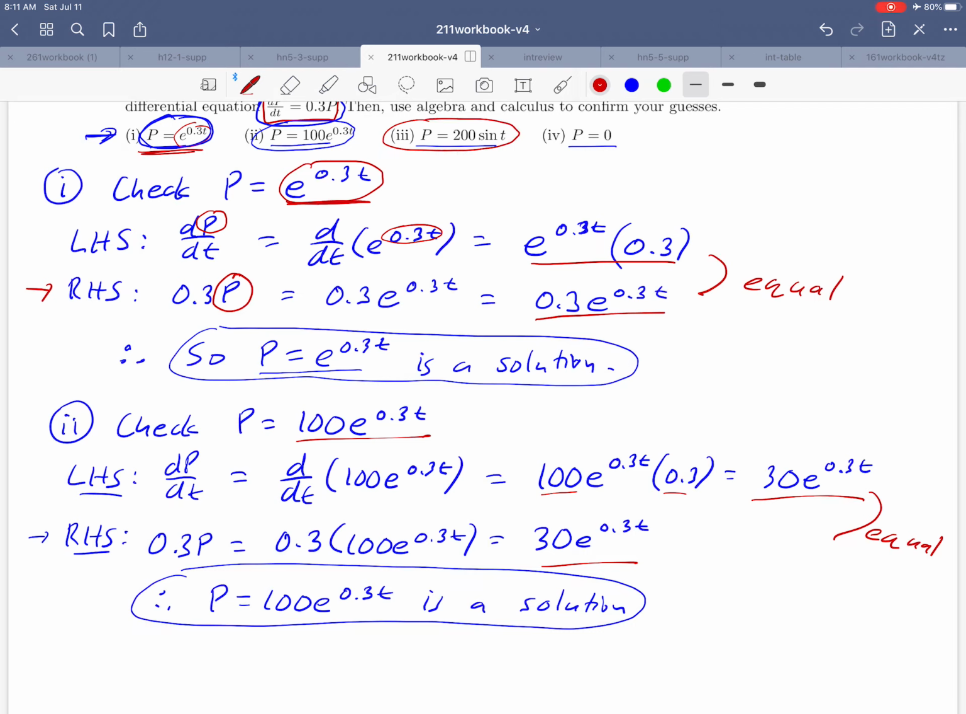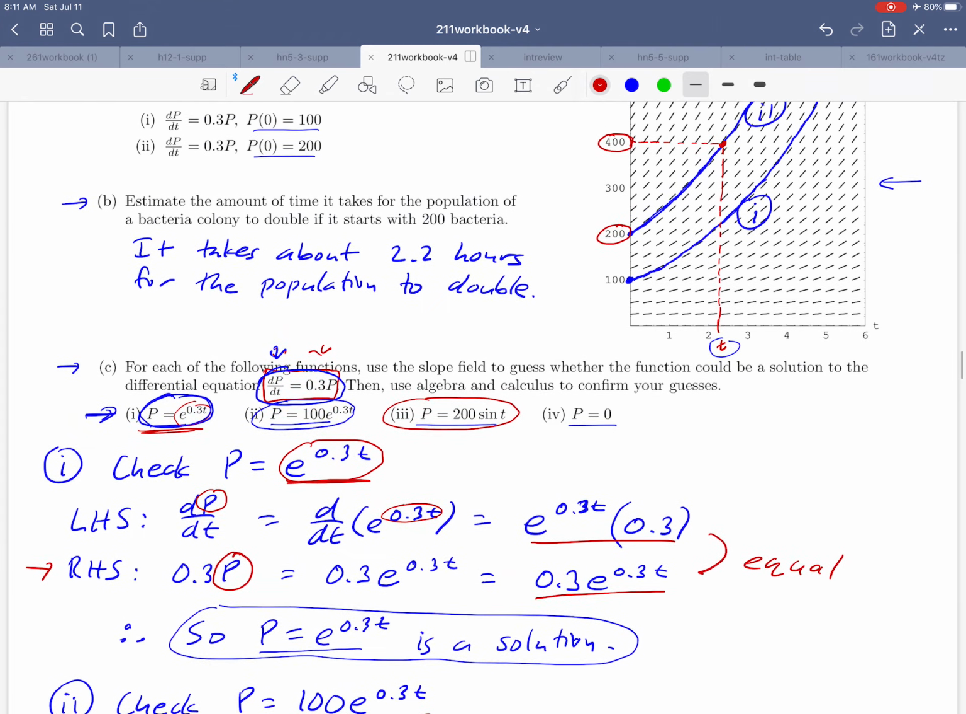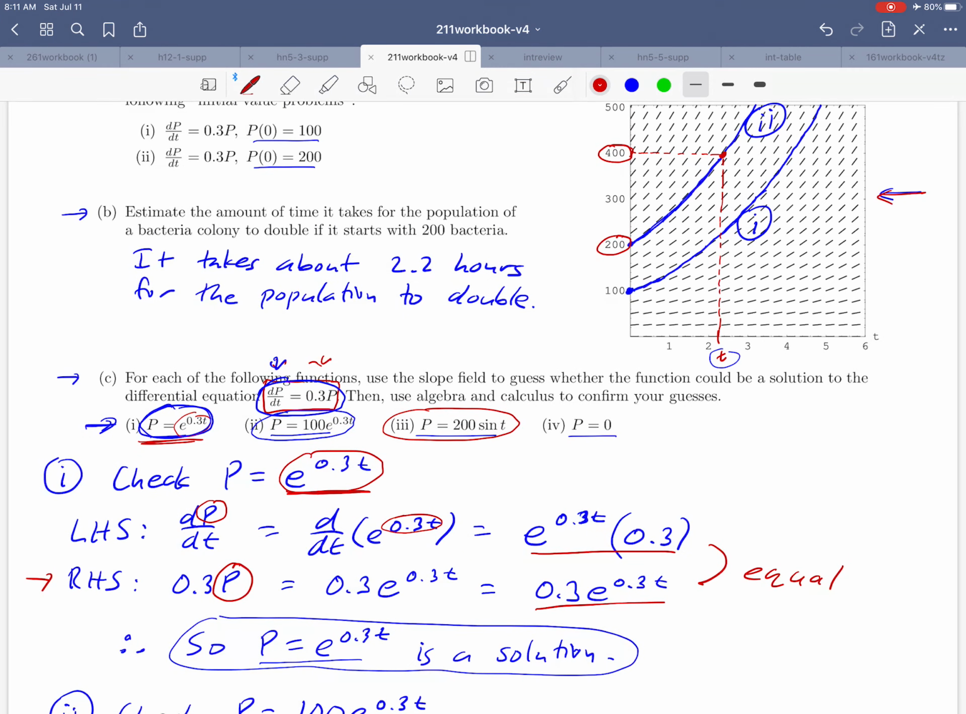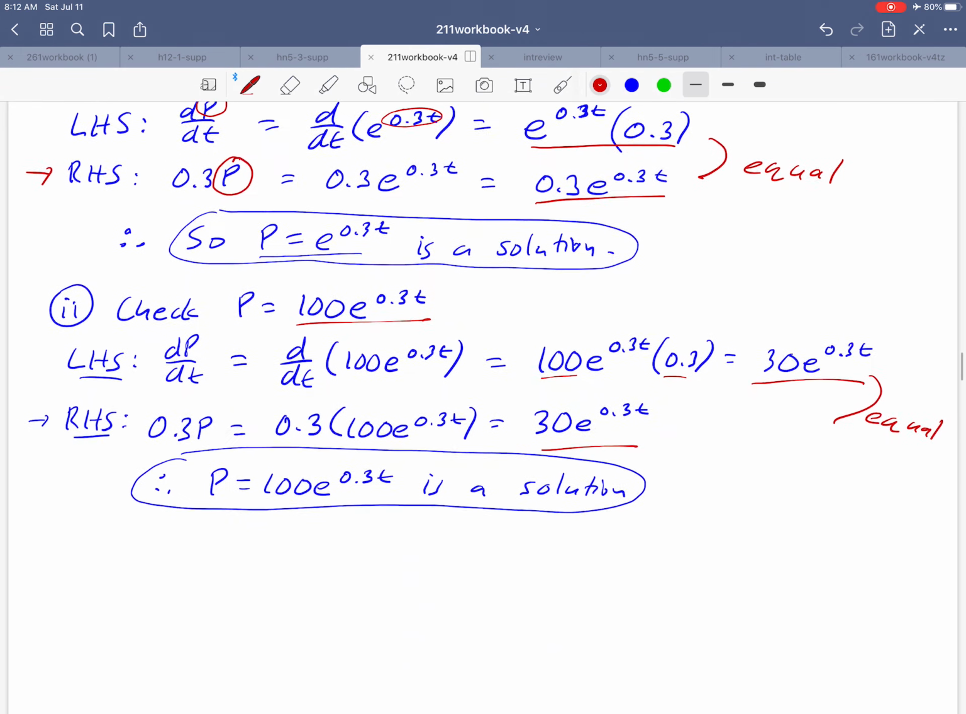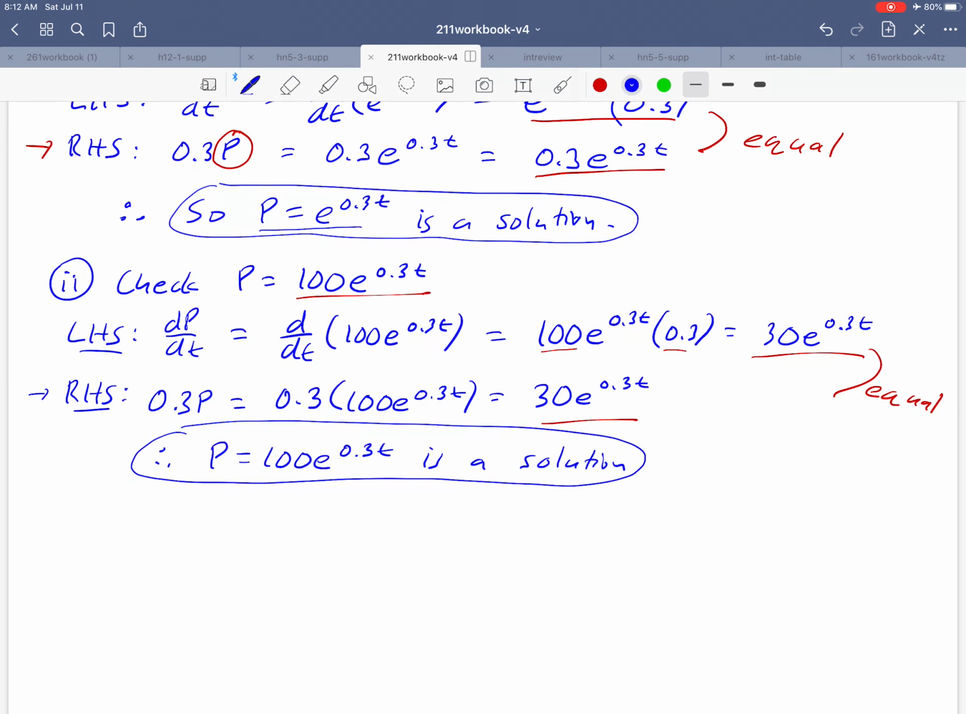What about p equals 200 sine of t? First of all, what does the graph of the sine function look like? It's kind of a wave that bounces up and down. It increases and decreases and increases and decreases. That doesn't appear to fit our slope field very well, because we're getting all positive slopes in our slope field, so I'd probably expect that this is not going to be a solution. Let's see if we can confirm that. So let's see, what was our formula? 200 sine of t.